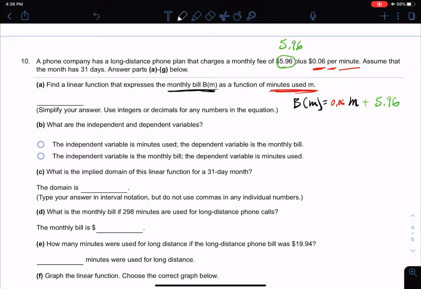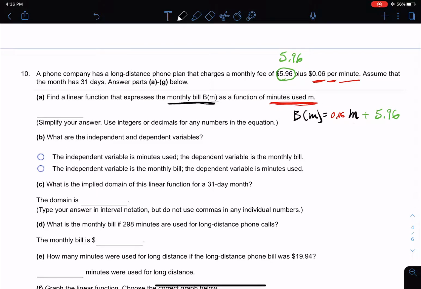So let's go through it here. She gets this plan and she doesn't make any calls. So that would be how many minutes? 0 minutes. 0 times 0.06 is 0. So even if she doesn't make a call, she still has to pay the flat fee of $5.96. Another situation, like what I did on the last model: let's say she talks on the phone for 100 minutes. Well, she still has to pay the $5.96 flat fee, but now it's 100 times 0.06, which is 6.